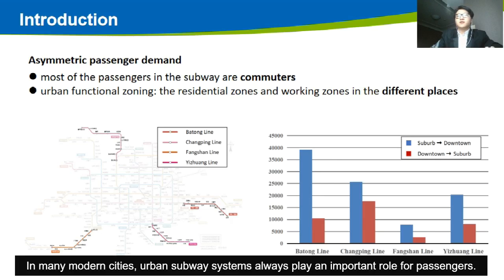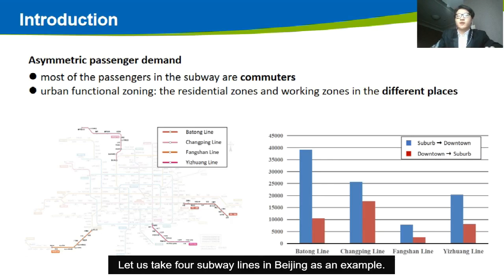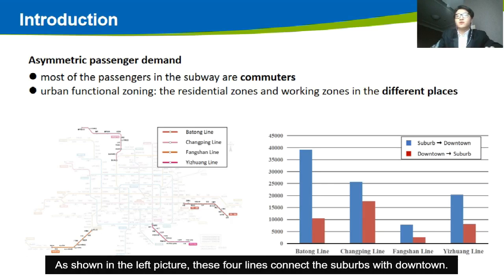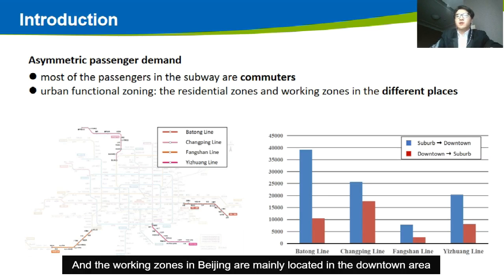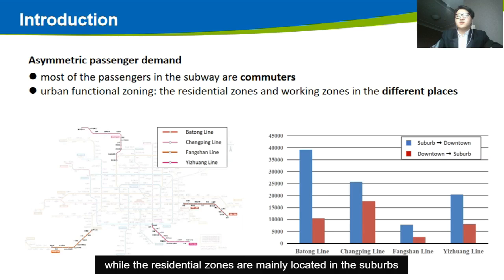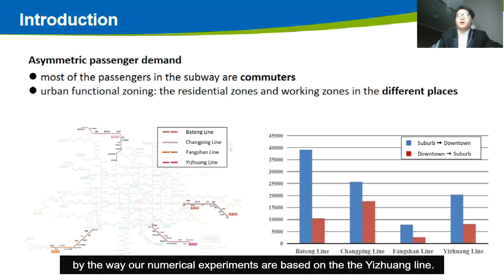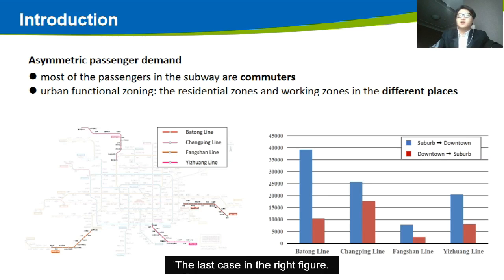In many modern cities, urban subway systems always play an important role for passengers. Let us take 4 subway lines in Beijing as an example, as shown in the left picture. These 4 lines connect the suburb with downtown. The right figure shows the passenger demand during the morning peak hours. We can see that more passengers go into the downtown because most of the passengers are commuters, and the working zones in Beijing are mainly located in the downtown area, while the residential zones are mainly located in the suburb. By the way, our numerical experiments are based on Yizhuang line, the last case in the right figure.